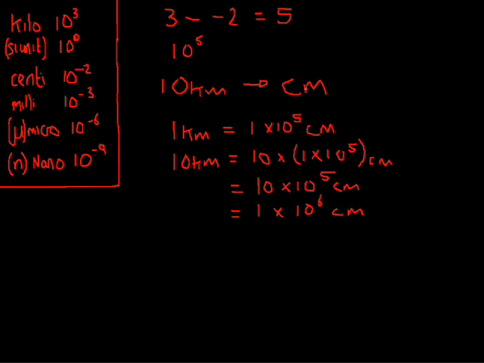The important thing to remember is, is the number going to get bigger or is it going to get smaller? If it's going to get bigger, it's going to be to the positive. If it's going to get smaller, it's going to be to the negative. So if we did this the other way around, so it was 10 centimeters, how many kilometers in that? All we'll do is it would all be to -5.